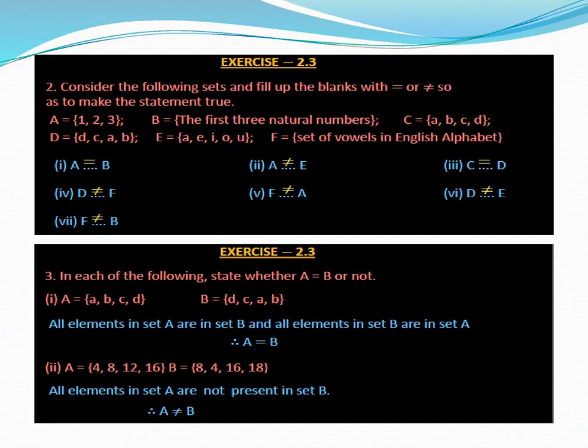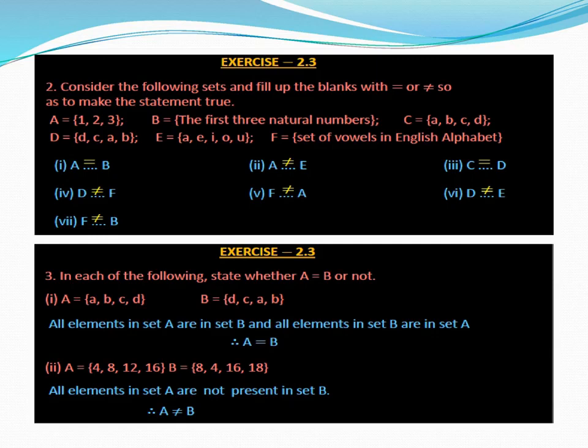Now we will go to solve the second problem from exercise 2.3. Consider the following sets and fill up the blanks with equal or not equal, so as to make the statements true. Suppose A equals {1, 2, 3}, set B equals the first three natural numbers, C equals {A, B, C, D}, and D equals {D, C, A, B}, E equals {A, E, I, O, U}, the set of vowels, and F is the set of vowels in the English alphabet.